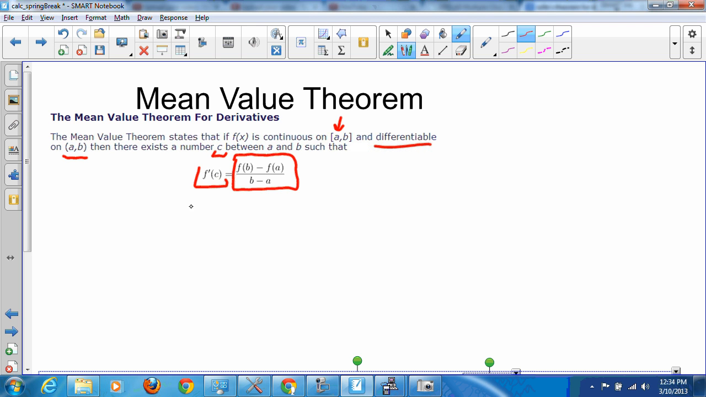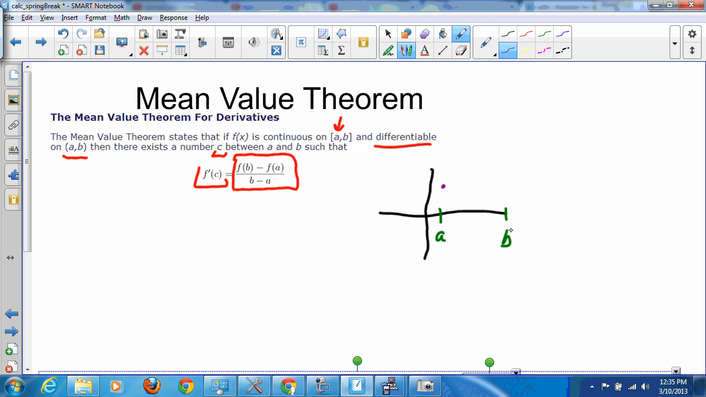Well, this seems a little bit strange to us, but let's just take a look at the picture of it, and I bet it makes a little more sense for us. So we'll call this A and B, and let's just draw any old function here. Let's do it purple.